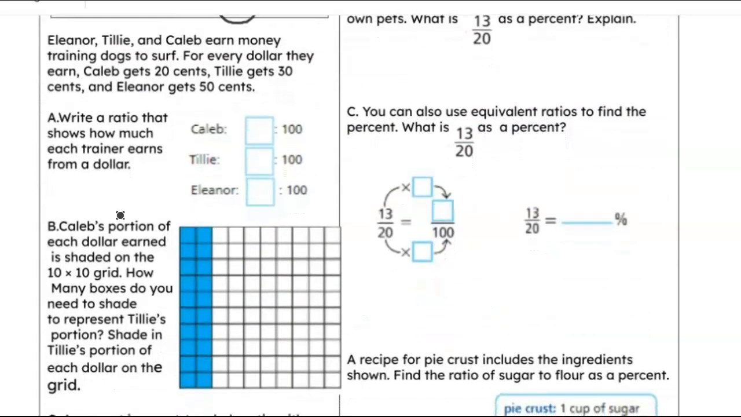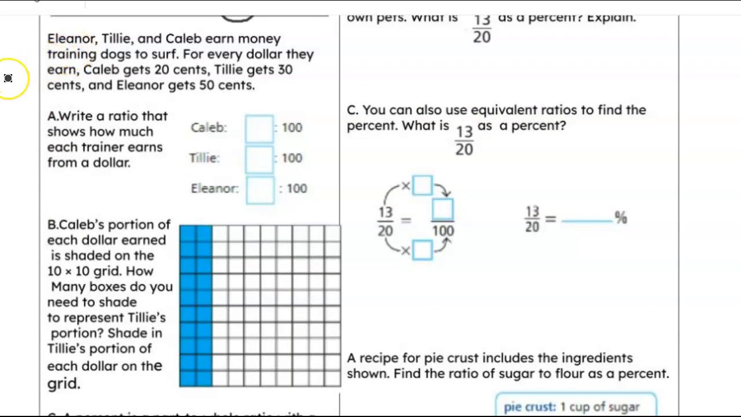Let's look at our first question. Eleanor, Tilly, and Caleb earn money training dogs to surf. For every dollar they earn, Caleb gets 20 cents, Tilly gets 30 cents, and Eleanor gets 50 cents. A says write a ratio that shows how much each trainer earns from a dollar. So a dollar, there's 100 cents in it. So all we're going to do is take Caleb's, which is this 20 right here. We're going to put a 20. Tilly was 30, so 30 out of 100. And Eleanor was 50, so we have 50 out of 100.